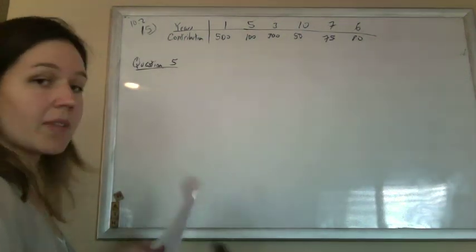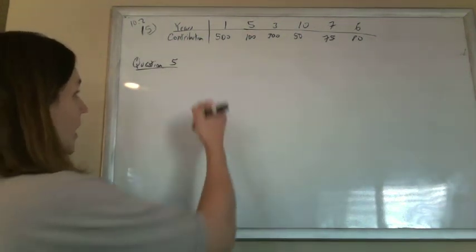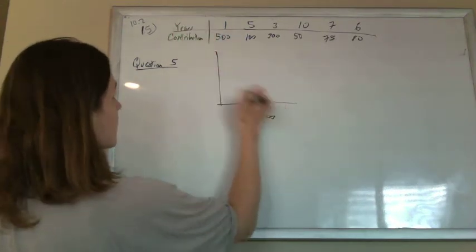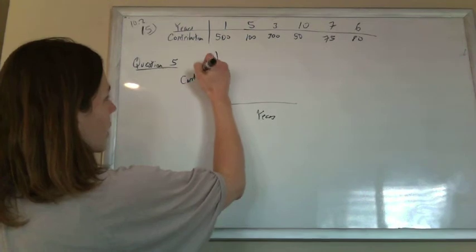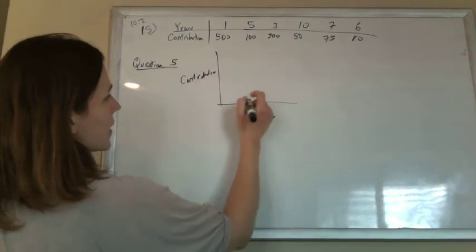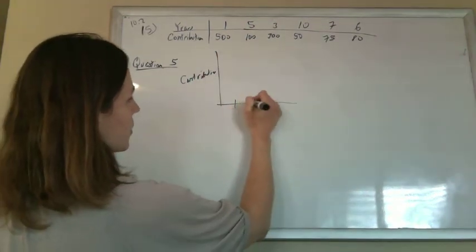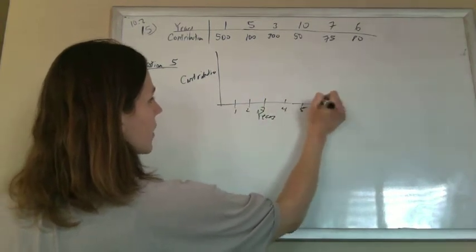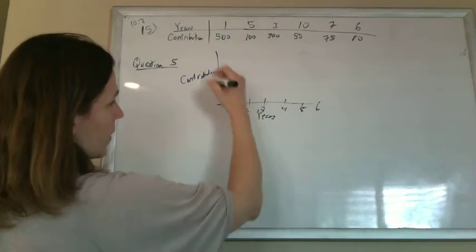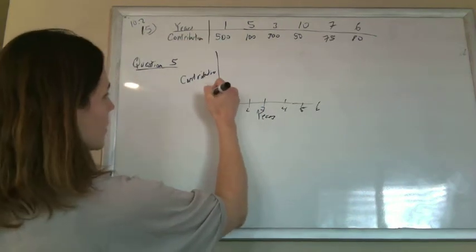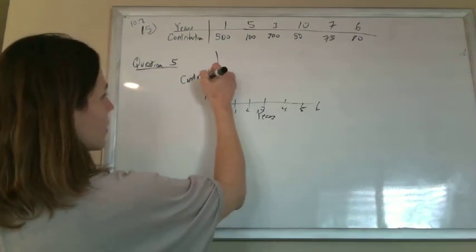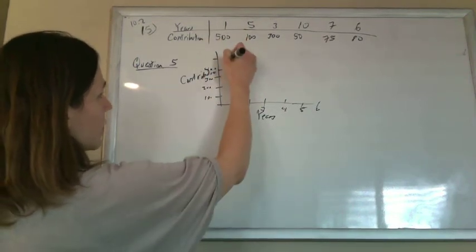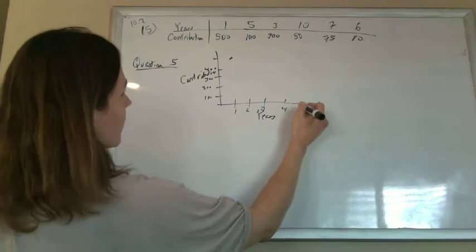So on question 5 on the exam, they want you to show a scatter plot. When you show a scatter plot, it's just years for the X and contribution for the Y. You're just going to pick an appropriate label, 1, 2, 3, 4, 5, and maybe go by hundreds on this one: 100, 200, 300, 400. And you're just literally going to plot the points, 1 and 500, 5 and 100.